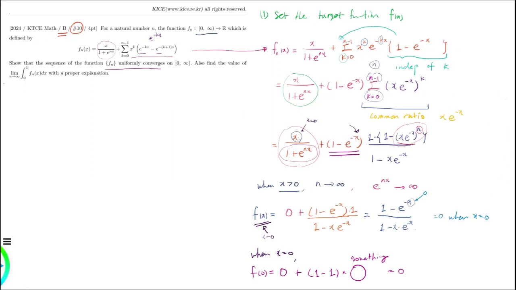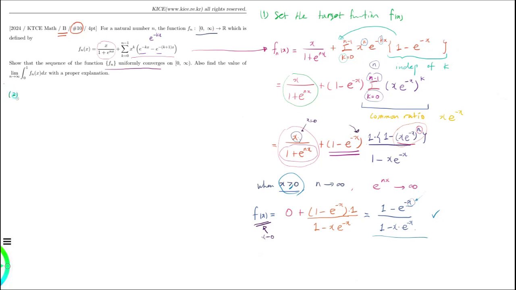So the conclusion is, whether x is 0 or bigger than 0, the target function 1 minus x to the 1 minus e to the minus x power over 1 minus x times e to the minus x power covers each case. Okay, so for non-negative x here, we have this target function.